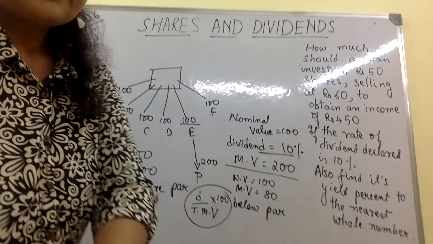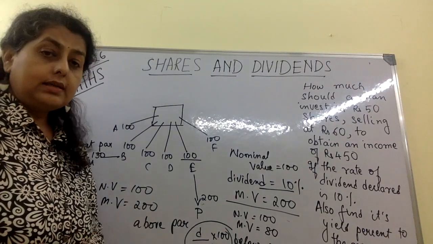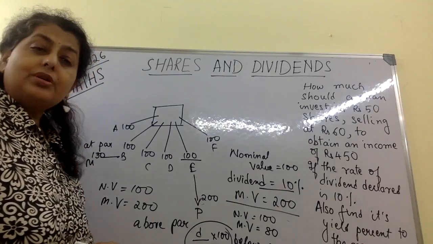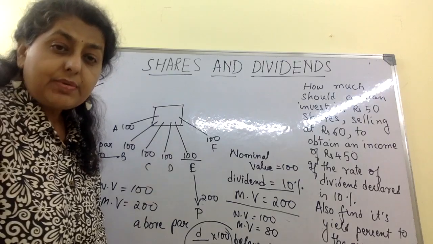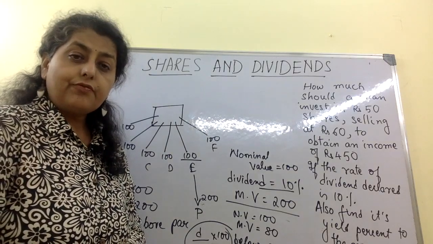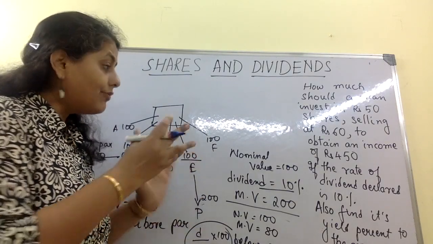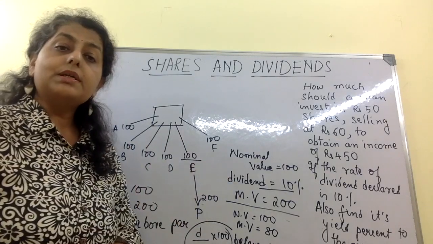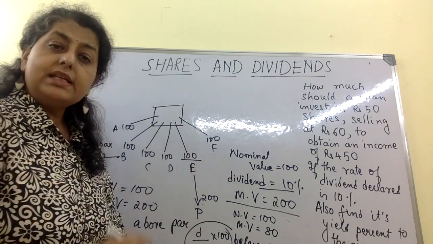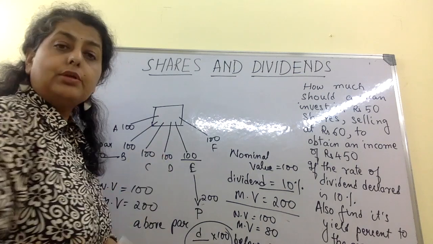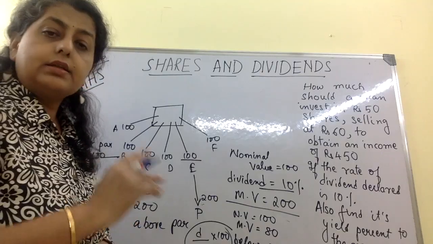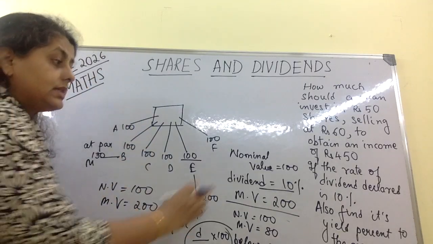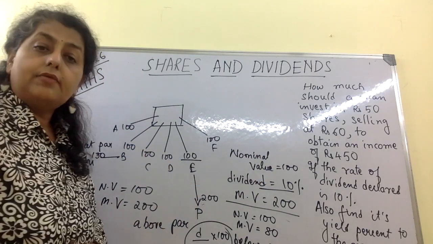Now for this chapter I'll tell you something. Don't rely too much on formulae. This is the mistake people are making. They are relying too much on formulae, otherwise these sums are nothing but a percentage question. If you know your 8th standard percentage well, you'll be able to do these sums like anything. The only thing you must know is that dividend is calculated on the nominal value.